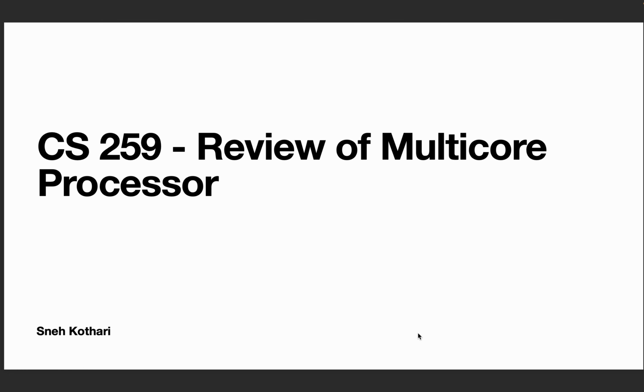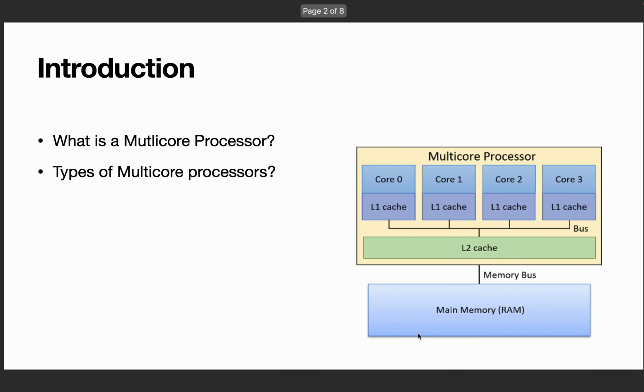CS 259 review paper on the topic Review of Multi-Core Processor, presented by Snake Othari from the Computer Science Department, San Jose State University. A multi-core processor is a circuit that has more than two processors or cores that can be used for parallel processing and multi-threading.